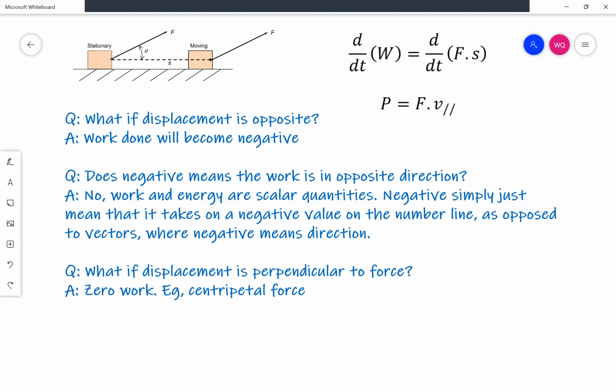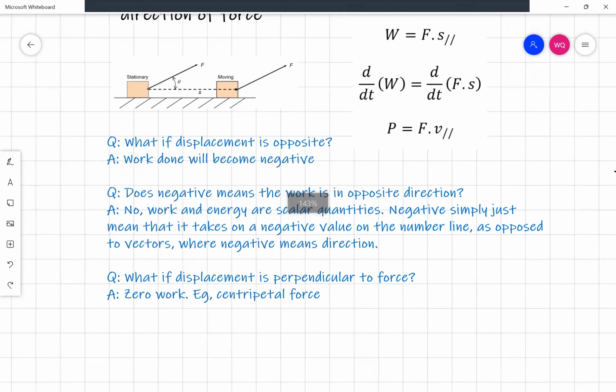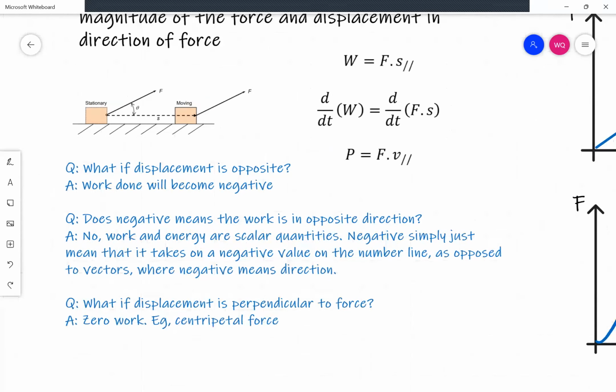What if displacement is perpendicular to the force? Then you have zero work. The most prominent example will be centripetal force. Although we know centripetal force is a net force, it's not a real force, what we are referring to in this phrasing is saying that there is no net work done by forces in the radial direction that constitute the centripetal force. So these are just some snippets. Q&A for work.